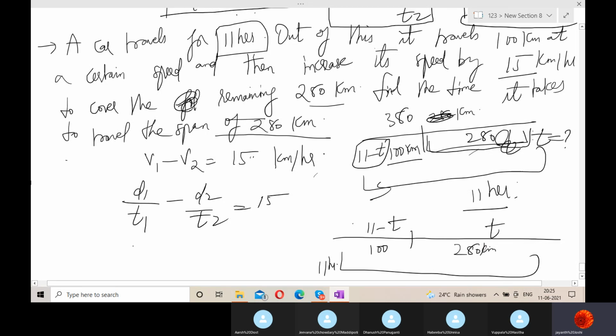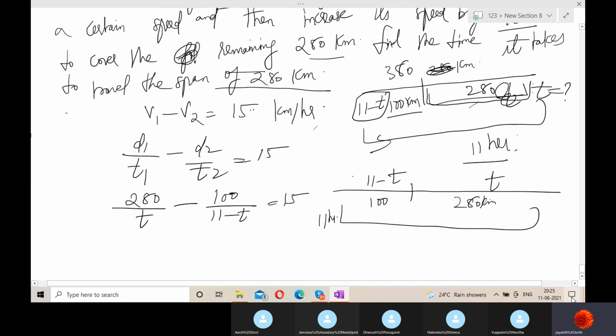Okay, so I'll put all these things here. D1, my distance 1, I'll just take 280 by the time t, minus D2, that is 100 kilometers, time 2 is 11 minus t, equal to 15. Now you find out the t value. Come on, all of you, and tell me what is that answer. I'm waiting. Okay, you solve. I'll be back in 2 minutes.